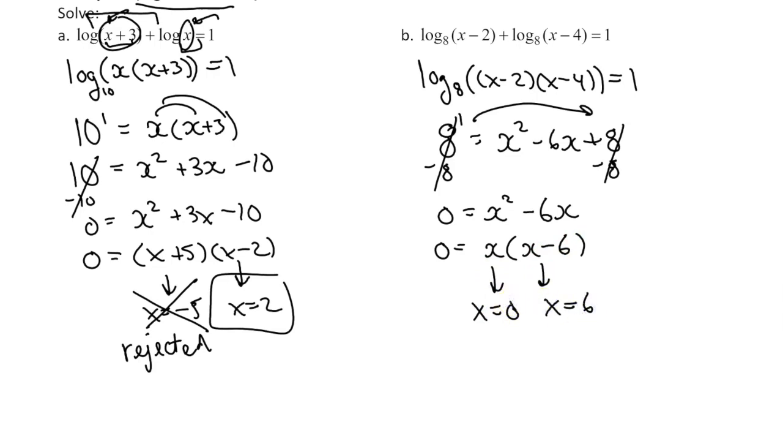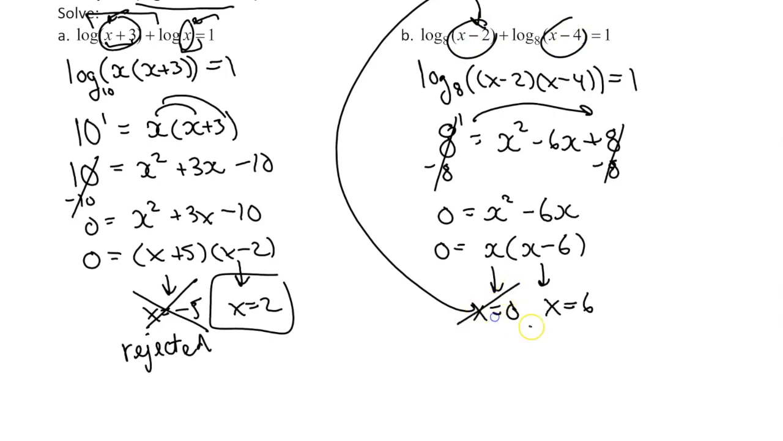If you take that 0 and you sub it in here, or if you'd subbed it in here, you would produce a negative argument. And so because of that, that gets rejected, and x equals 6. And if I put a 6 in here, that's okay. There's a chance you may be rejecting both solutions, but in this case, x equals 6 works out just fine.